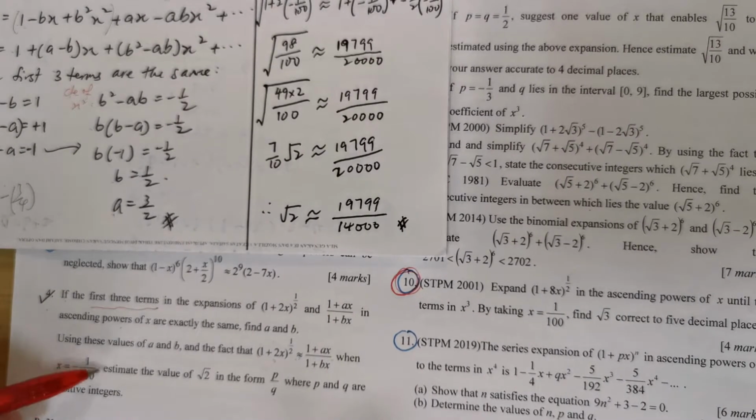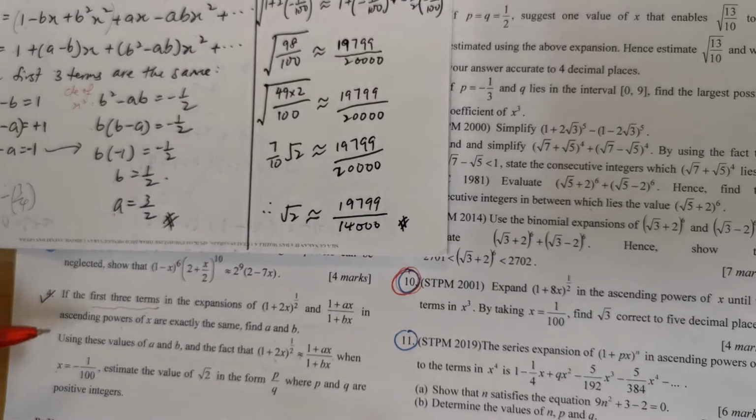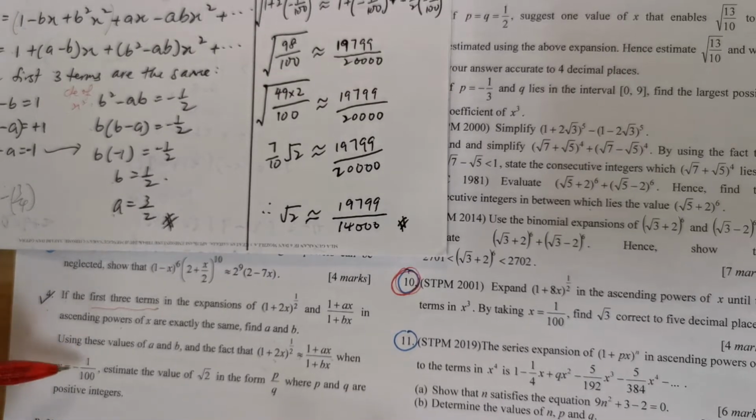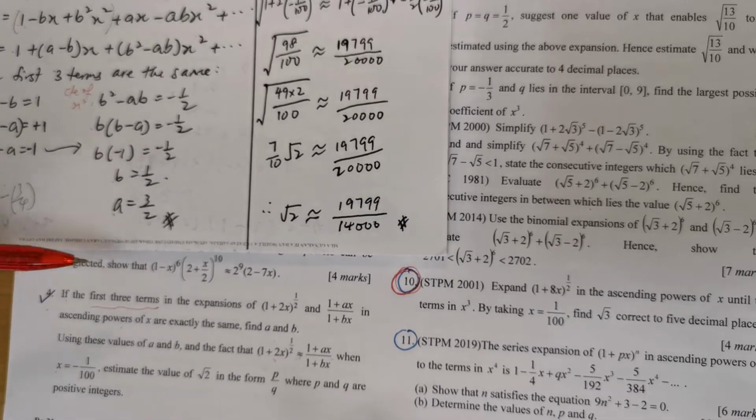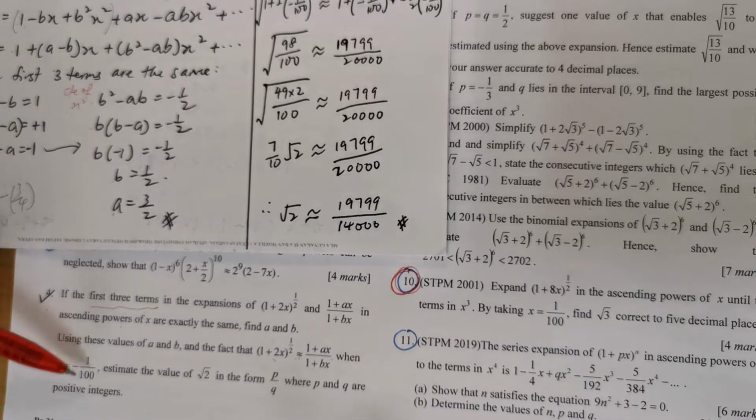This is what we meant just now. The value of x that we are going to substitute is very small. When it is smaller, then we need fewer terms. That's why we only need 3 terms. Alright, so I'm going to sub in x equals negative 1 over 100.